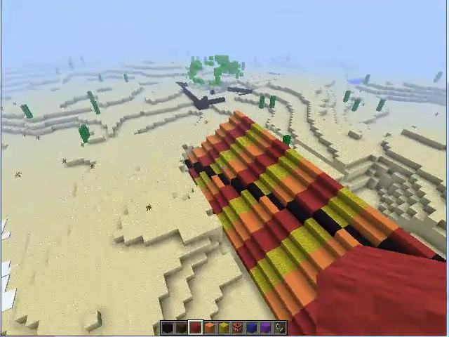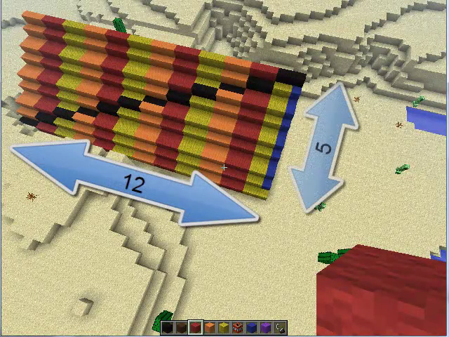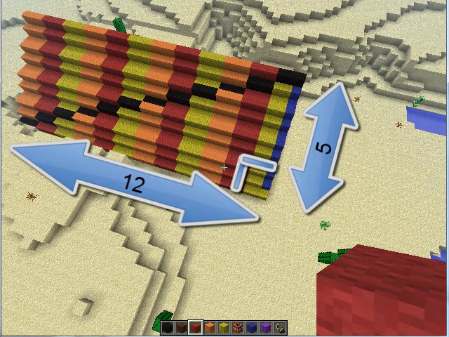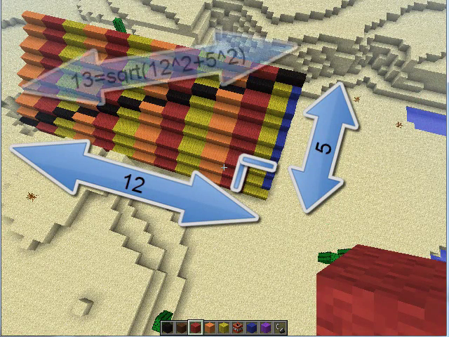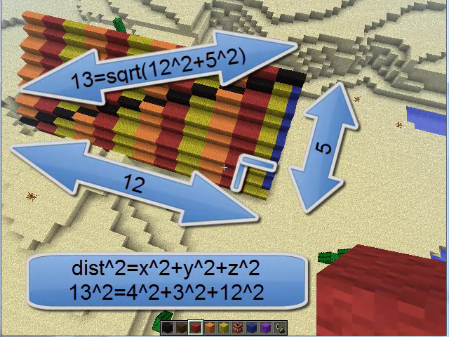Let's look here. The long line here is length 12. The blue line is still length 5, and the angle between them is also 90 degrees. So the black line is the square root of 5 squared plus 12 squared, which happens to be 13. So it's the change in x squared, plus the change in y squared, plus the change in z squared, square root of all that.